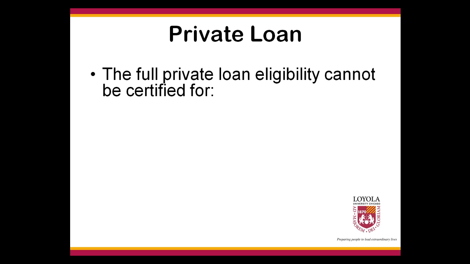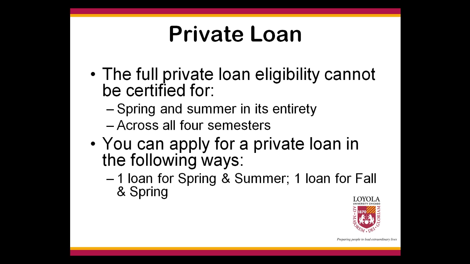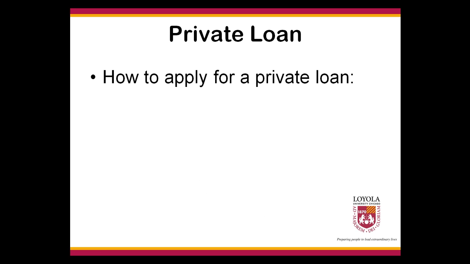The private loan eligibility will be certified for spring and summer. We won't be able to certify it over all 4 semesters. One loan for spring and summer, and then one loan for fall and spring. This is the typical way that accelerated nursing students would secure private educational loans. It is possible to have 4 separate loans, one for each term. Since these are credit-based, in most cases it is going to be preferable to follow the first option: one loan for spring and summer, and then one loan for fall and spring.